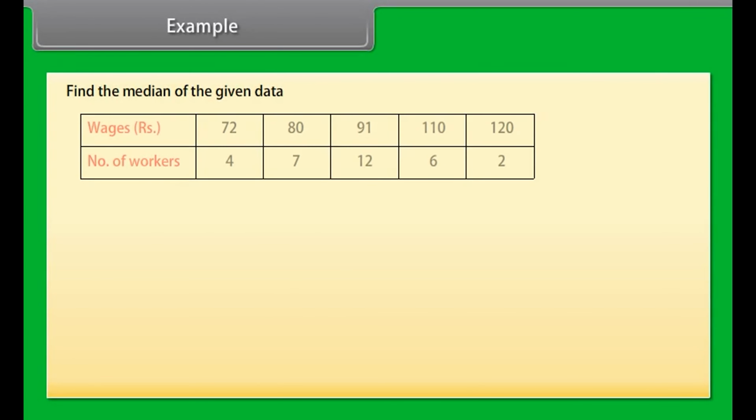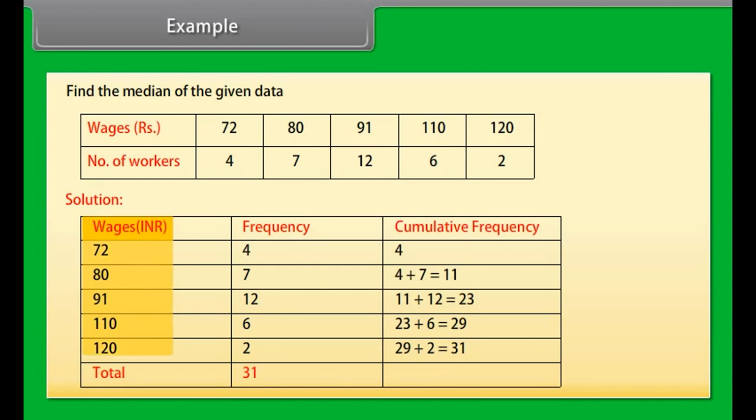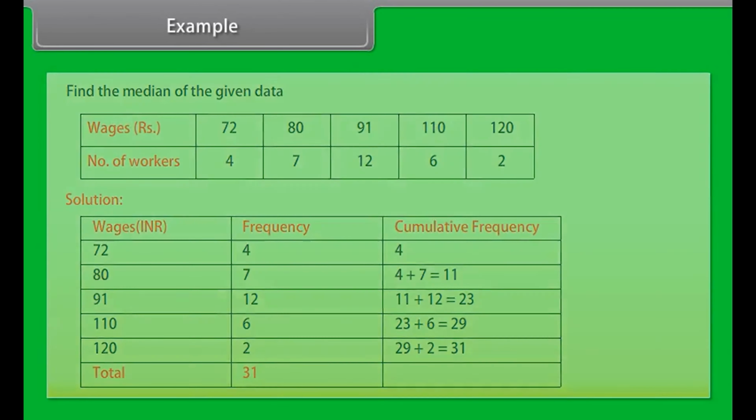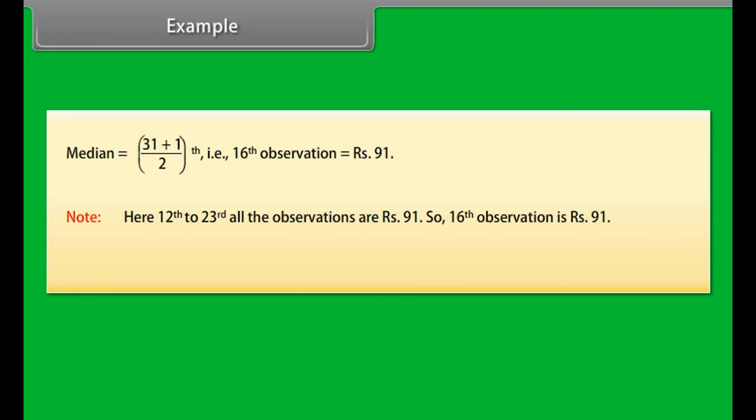Find the median of the given data. Solution. In the first column, we have written the given wages. In the second column, we have written the given frequency. The sum of the frequencies is 31. In the third column, we have found the cumulative frequency for each wage by adding the previous frequency to the current frequency. After that, we have found the median, which is 31 plus 1 by 2th, that is 16th observation, which equals rupees 91. Here 12th to 23rd, all the observations are rupees 91, so the 16th observation is rupees 91.